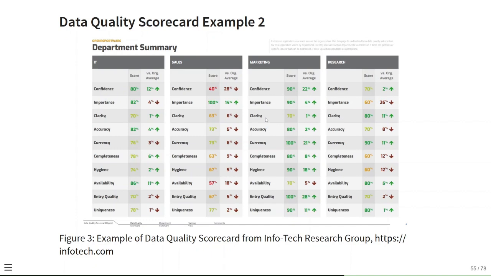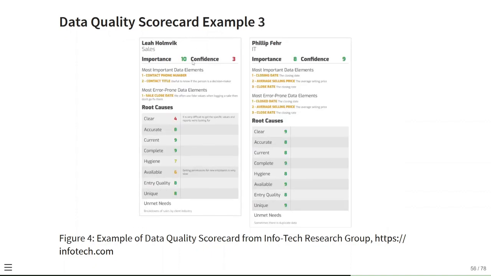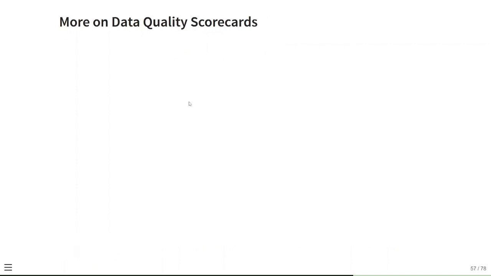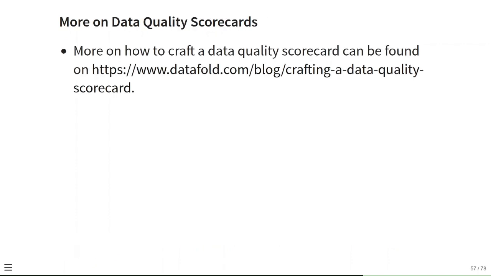And on the final example of a data quality scorecard, we see the data on an individual level with 2 employees from different departments, with the different importances, the different root causes, and some individual comments on what the causes of the problems seem to be. And more on how to craft a data quality scorecard can be found on the link mentioned on this slide.